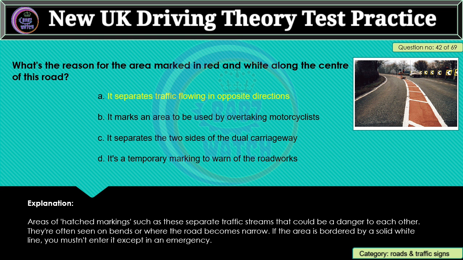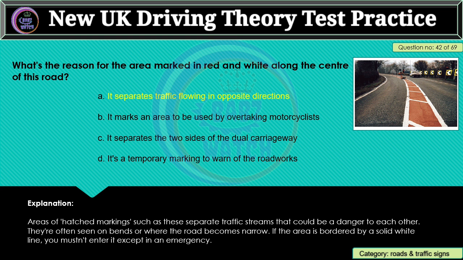Explanation. Areas of hatched markings, such as these, separate traffic streams that could be a danger to each other. They're often seen on bends or where the road becomes narrow. If the area is bordered by a solid white line, you mustn't enter it except in an emergency.